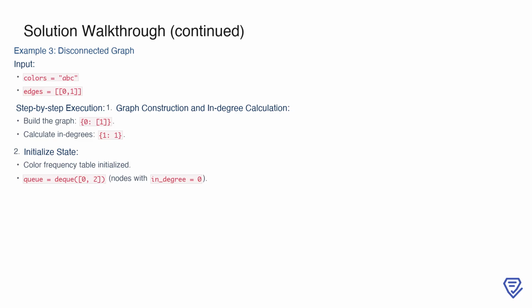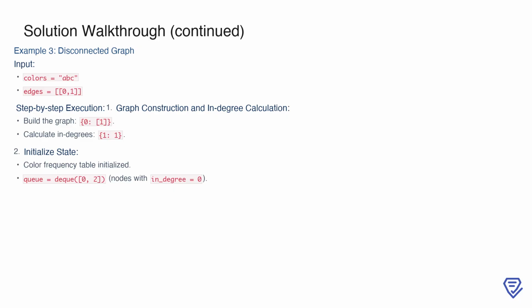For the final example, we analyze a disconnected graph where not all nodes are connected to each other. The input specifies the colors as "ABC" and the edges as a single pair, 0, 1. First, we construct the graph, which shows that node 0 points to node 1, while node 2 remains isolated.